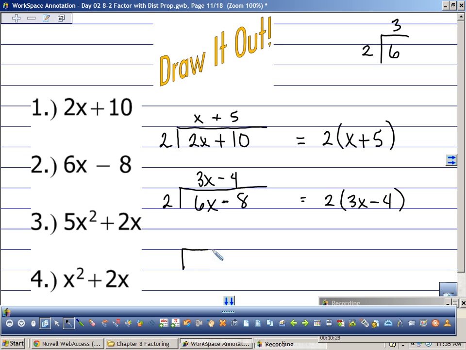All right, do we still need to use the box? Is it helping?